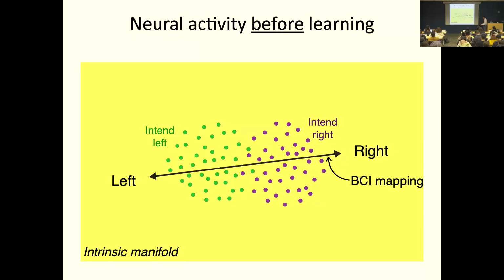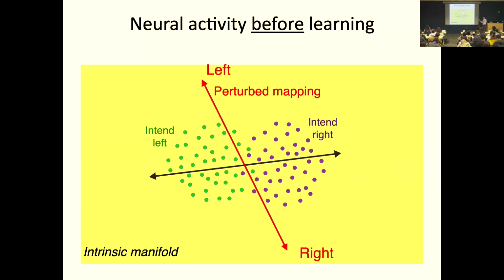When the animal wanted to push the cursor to the left, they produced this green neural activity, and when the animal wanted to move the cursor to the right, they produced this purple neural activity. Then, unannounced to the animal, we switched the mapping. Now we want to know where these green and purple clouds go when the animal learns to use this new mapping. We formed 3 hypotheses, and we asked which of the 3 was most consistent with the data.